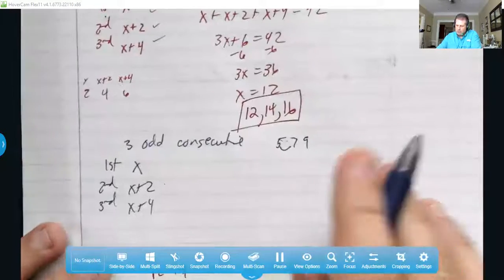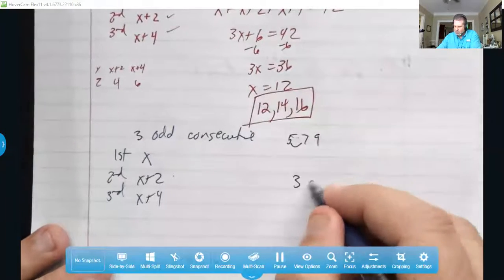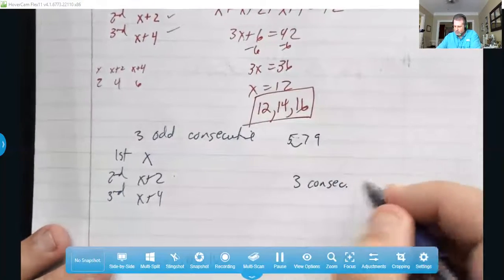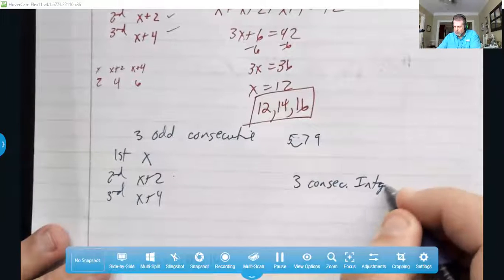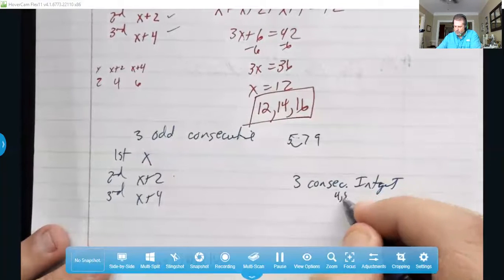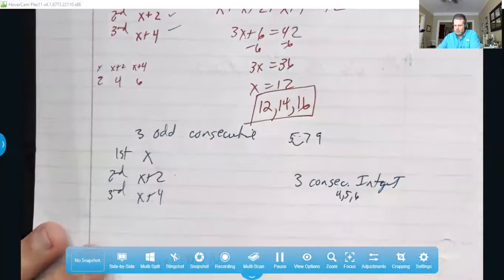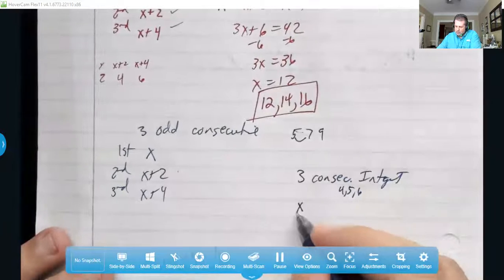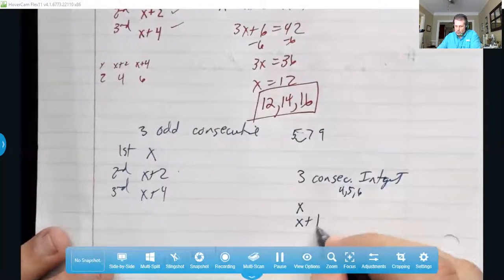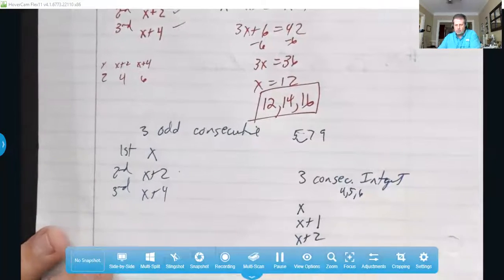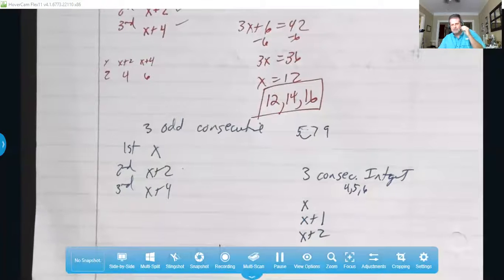Okay, and the other type of question you might have is 3 consecutive integers, like 4, 5, 6. So you would do x, x plus 1, x plus 2 would give you 3 consecutive integers, sorry. Okay, so again, that is another type of question there.